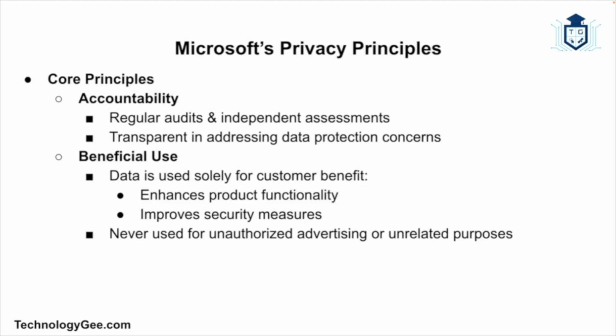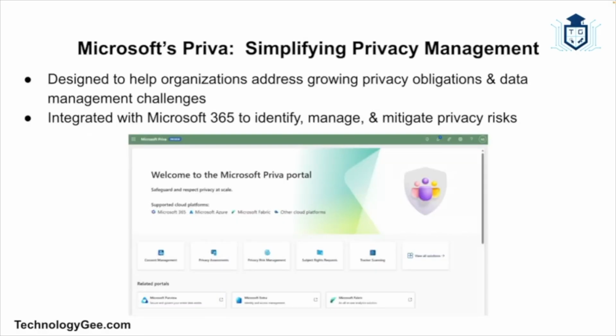And then we have beneficial use. Microsoft ensures that data is used only in ways that benefit the customer. So for example, data might be used to enhance product functionality or improve security measures, but never for unauthorized advertising or unrelated purposes. All right, so moving on, let's talk about Microsoft Priva.